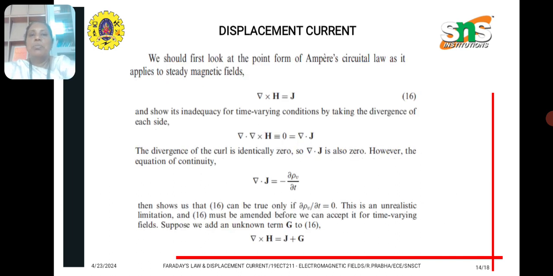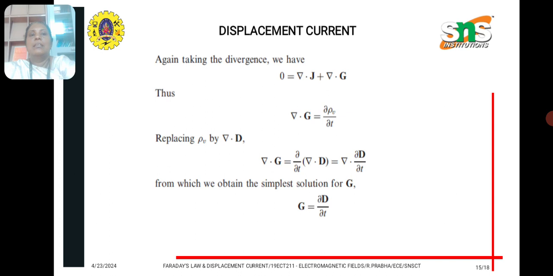And according to Ampere's circuital law, we know that del cross H is equal to J. And by taking divergence on both sides, we get del dot of del cross H is equal to del dot of J. So we know that del dot of J is equal to minus dou rho v by dou t. Here rho v is called charge density. So we can conclude that del cross H is equal to J plus G, and by taking the divergence again, we have 0 on the left side is equal to del dot J plus del dot G. So finally this del dot G is equated to dou rho v by dou t, because del dot J is equal to minus dou rho v by dou t.